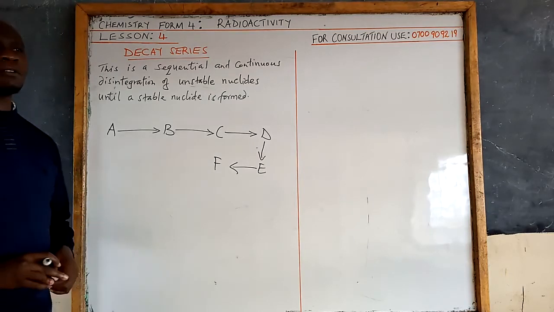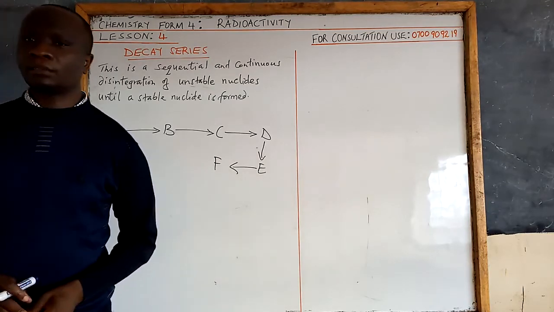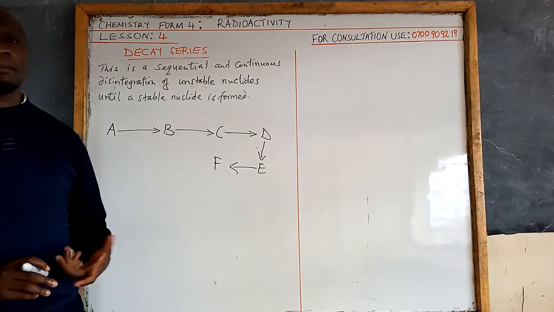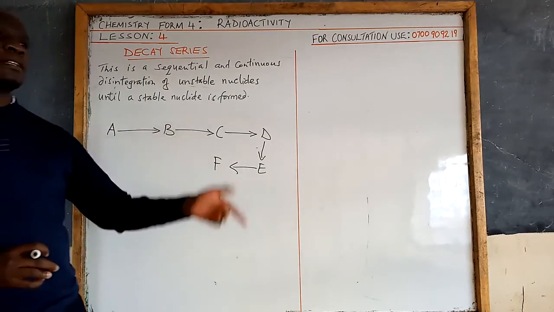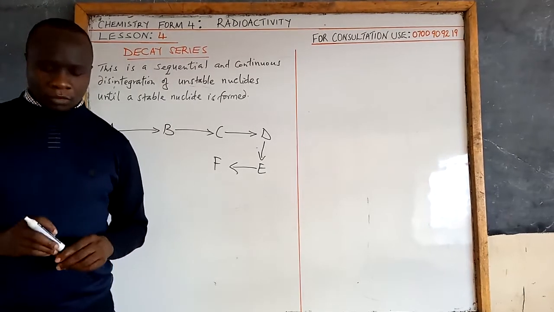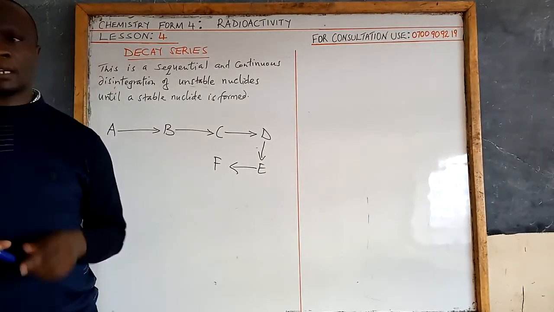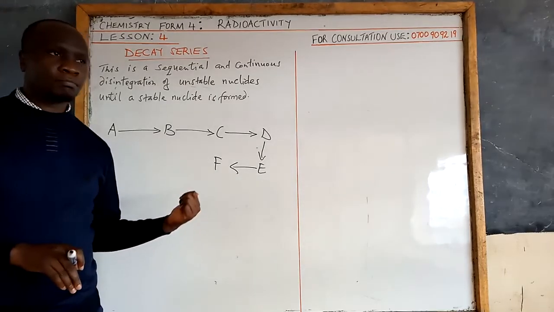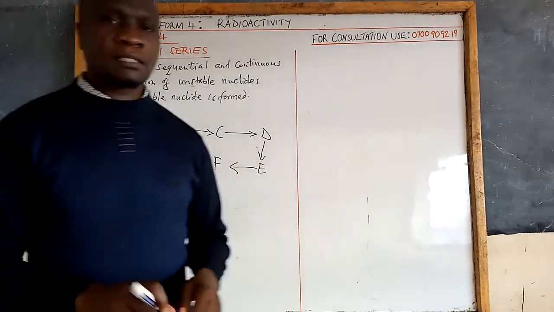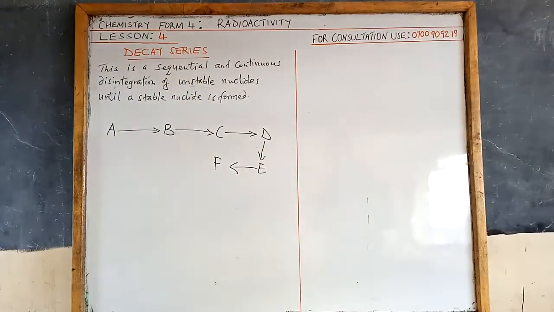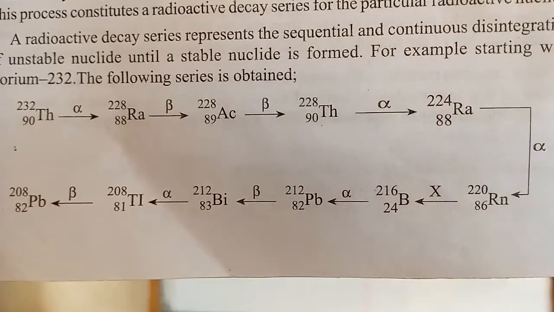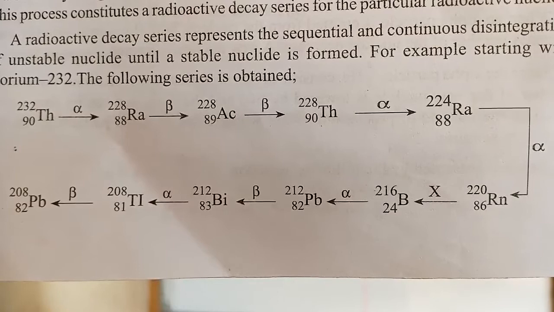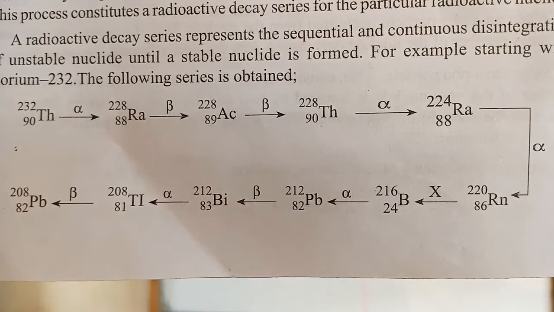So let's look at one of the series. We have the thorium series, we have the uranium-235 series. So we have different elements, starting from a particular element, then disintegrating until it gives you a stable nuclide. Let's just look at one of them, and that will be the thorium decay series. Let me project this on your screen so that we discuss as you look at it. Over here we have what we call the thorium series, starting with an element called thorium.